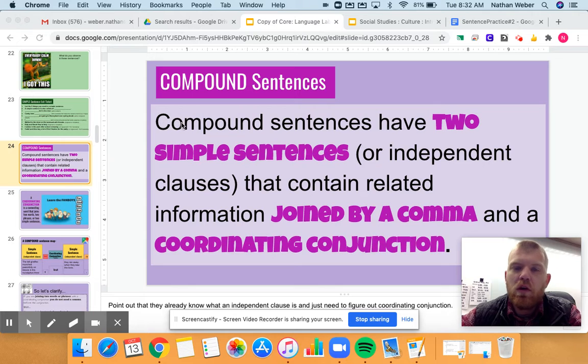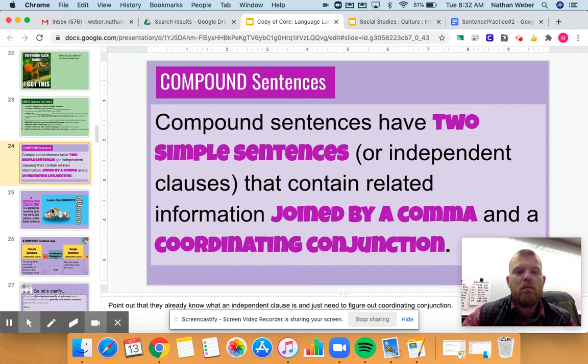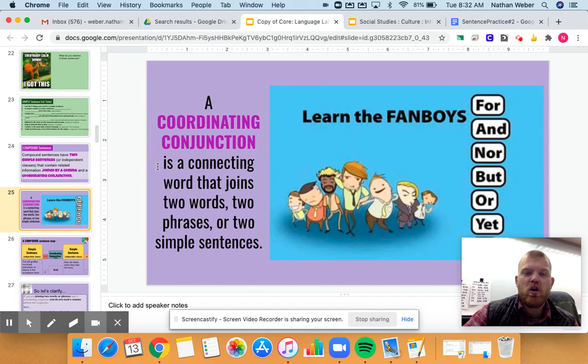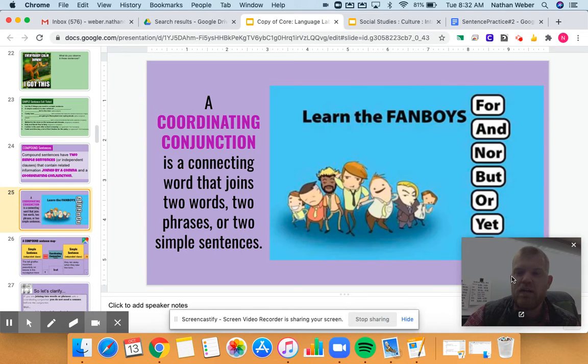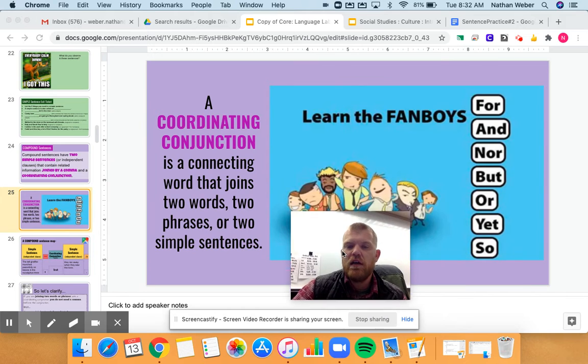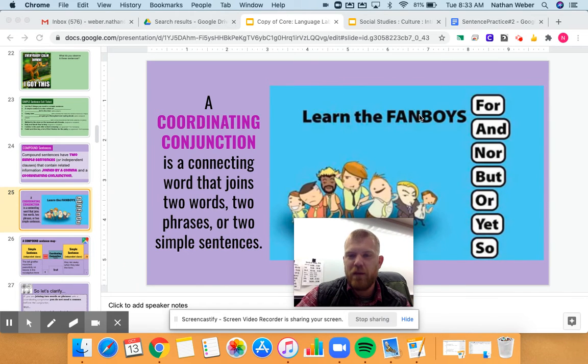And just to review, compound sentences have two simple sentences, or also known as two independent clauses that contain related information joined by a comma and a coordinating conjunction. And remember, a coordinating conjunction is a connecting word that joins two words, two phrases, or two simple sentences. In our case, the coordinating conjunction connected two simple sentences. And remember, we used the fanboys: for, and, nor, but, or, yet, so.